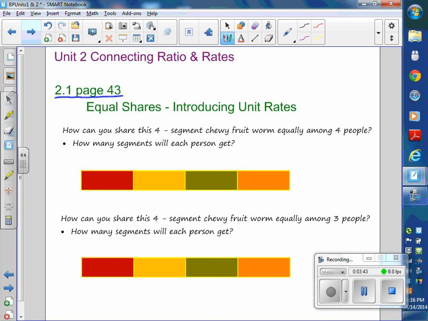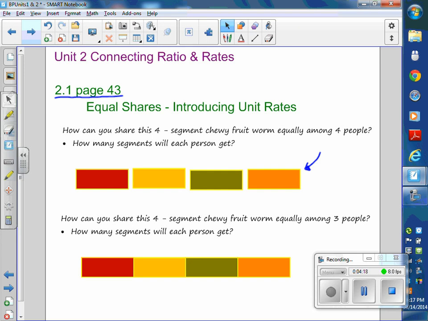When you go to page 44, it does this interesting problem about equal shares. And they use gummy worms. So I paraphrased it. And it has this picture here in your book. And the question that's being asked is, how can you share this 4-segment chewy fruit worm equally among 4 people? How many segments will each person get? So that's really easy at first. So you can see there's 4 segments. And since there's 4 people, it's nice and easy. Each person can get 1 segment.